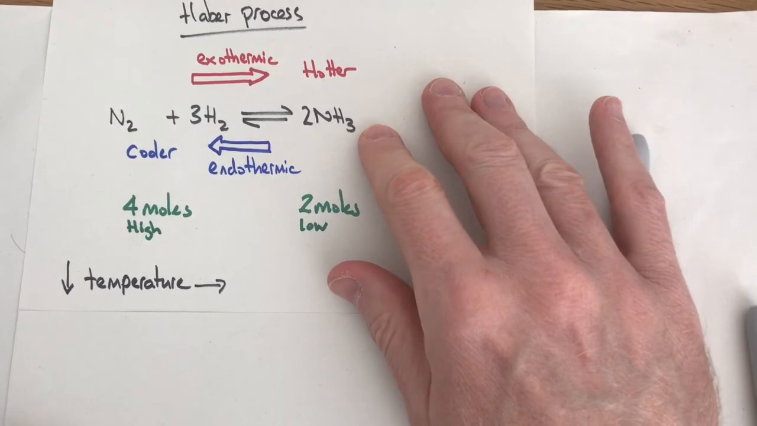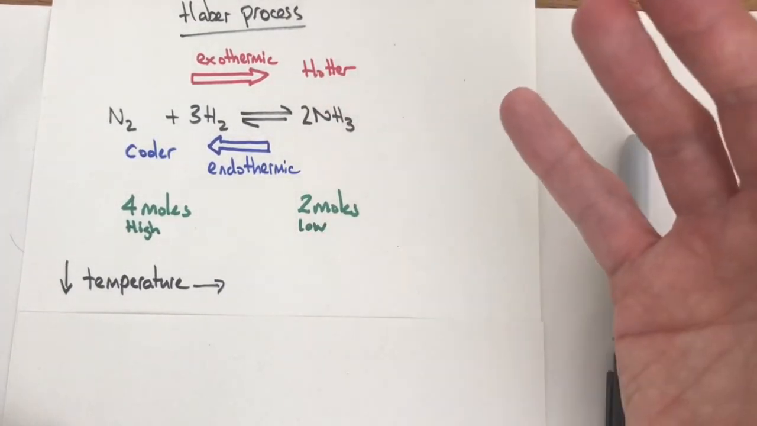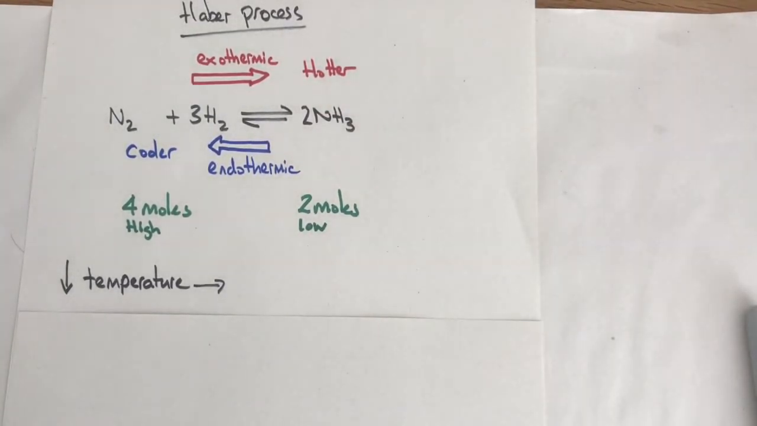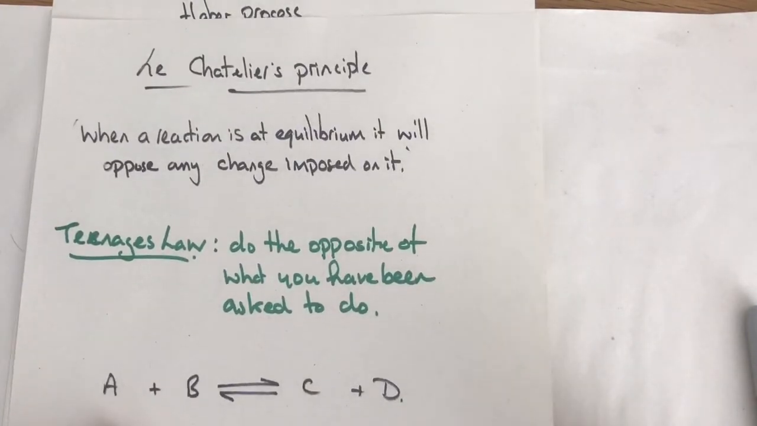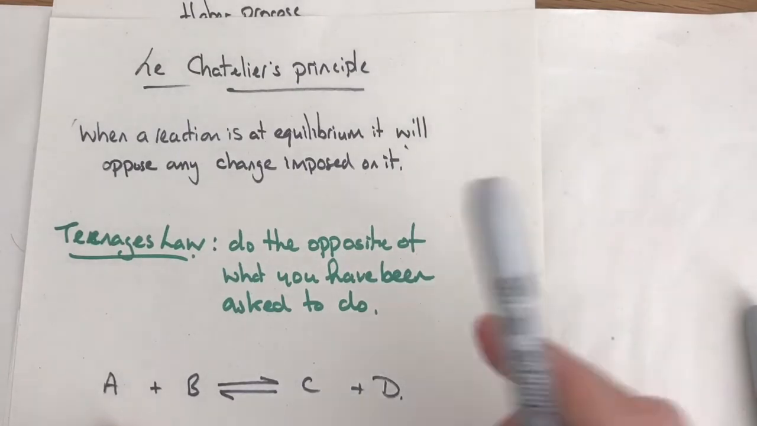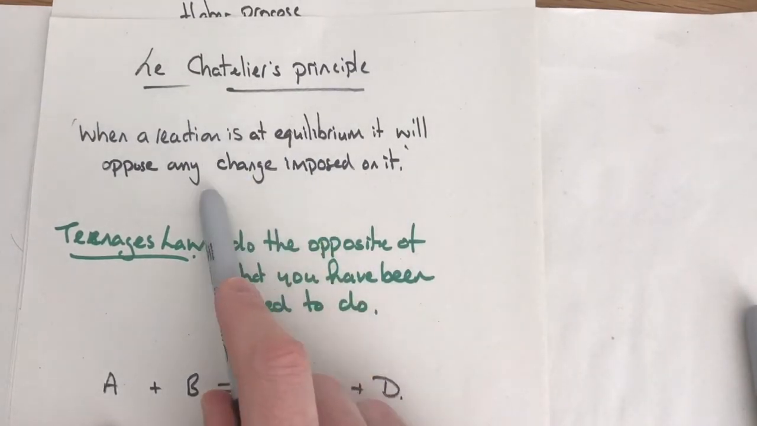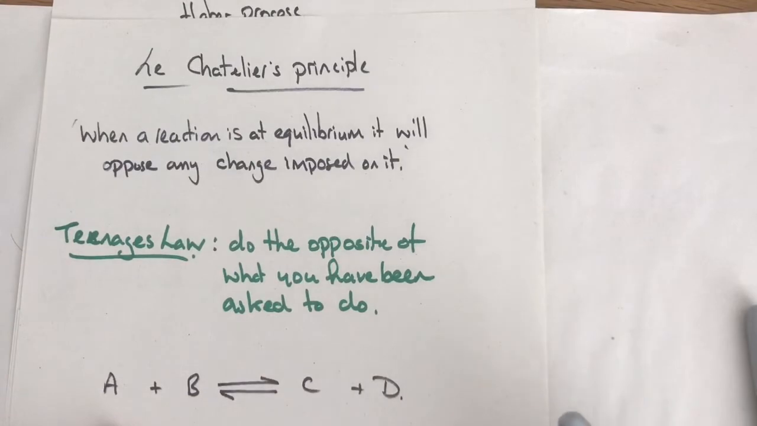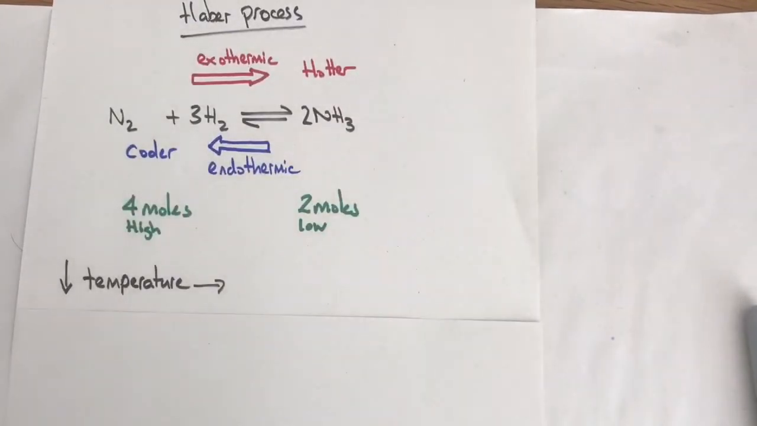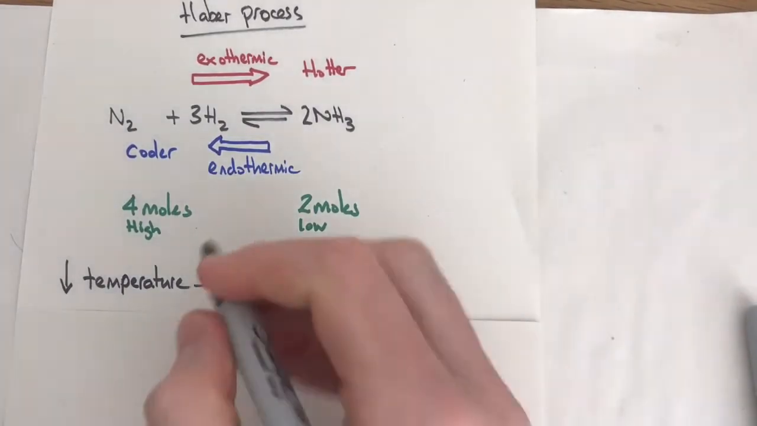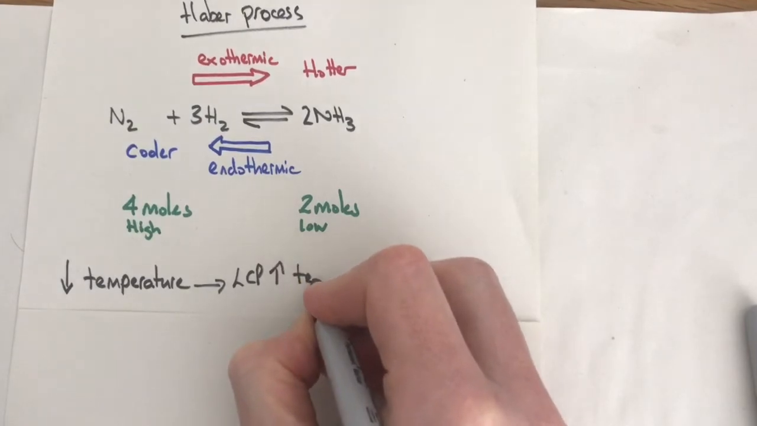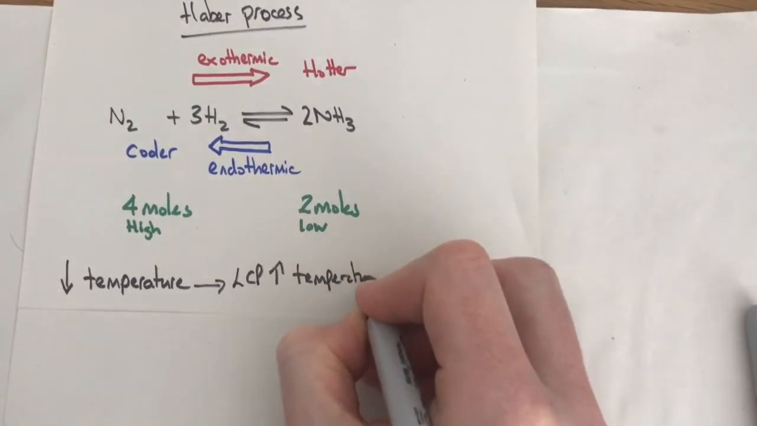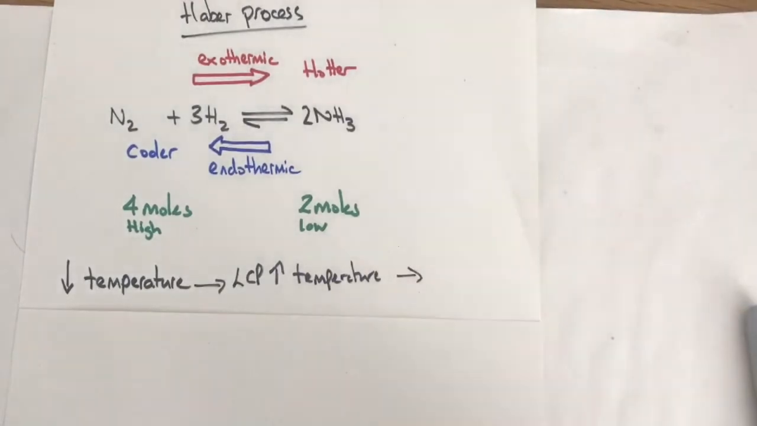So the first condition I'm going to change is going to be temperature. And if I'm going to make a change on this reaction, let's just put this back underneath our work, then we need to remember Le Chatelier's principle, which says for reaction equilibrium, it will go against any change that we impose on it. Okay, it's a teenager's law, do the opposite of what we ask it to do. So if we're trying to decrease the temperature, this reaction says, according to Le Chatelier, it is going to increase the temperature. How is it going to increase the temperature?